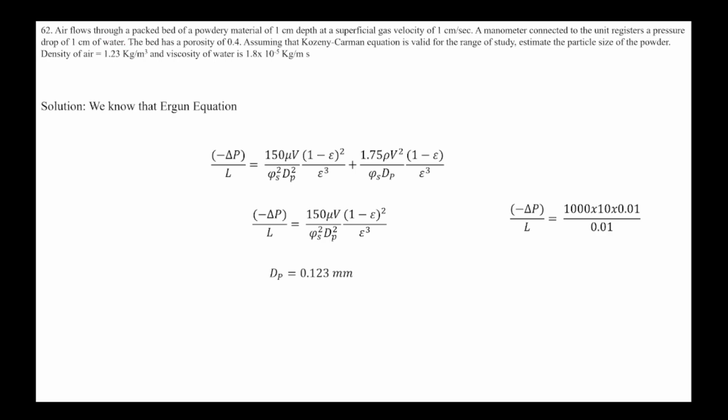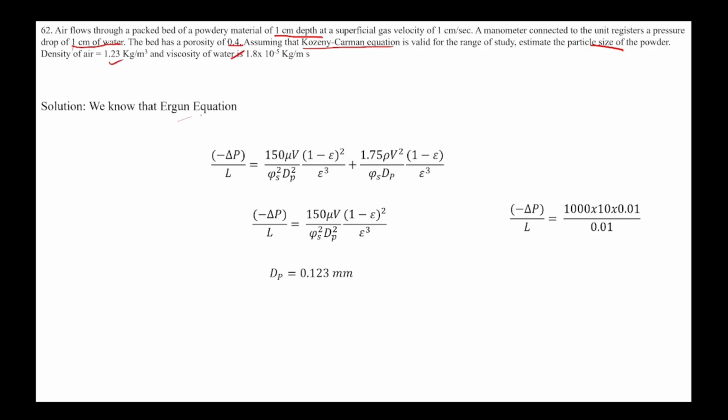Air flows through a packed bed of powdery material of 1 centimeter depth at a superficial gas velocity 1 centimeter per second. A manometer is connected to the unit to register a pressure drop of 1 centimeter of water. Okay, 1 centimeter of water. The bed has a porosity of 0.4. Assuming Kozeny-Carman equation valid, estimate the particle size. So for particle size we need the density of air, viscosity of air.